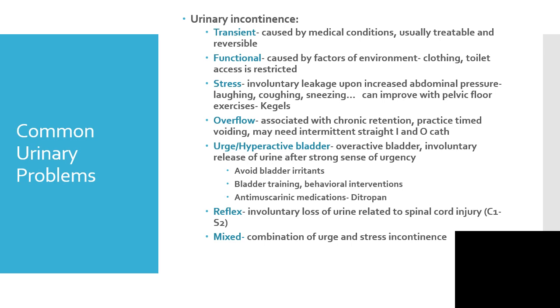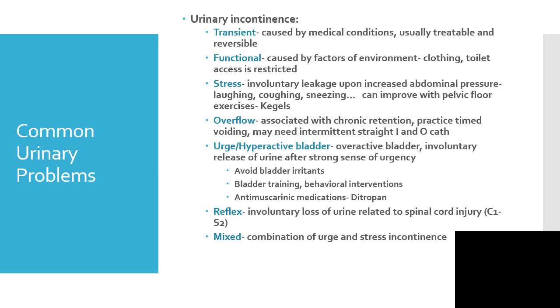There are many common urinary problems that develop, and one of these is urinary incontinence. There are multiple types of urinary incontinence that we're going to discuss here. So transient is caused by medical conditions and is usually treatable and reversible. Transient can be a thing like a nerve compression, and with post-surgery, as that nerve is decompressed, the patient's bladder continence improves. Functional, this is caused by factors of environment, clothing that might be tight and restrictive, toilet access is restricted, so those things can lead to this type of incontinence.